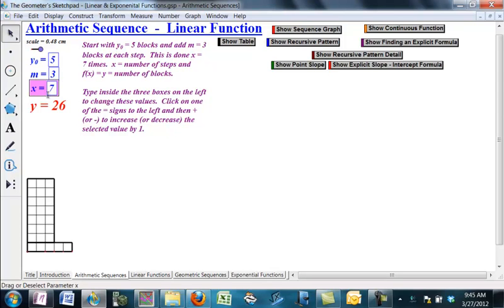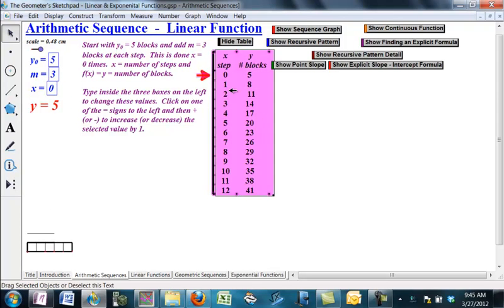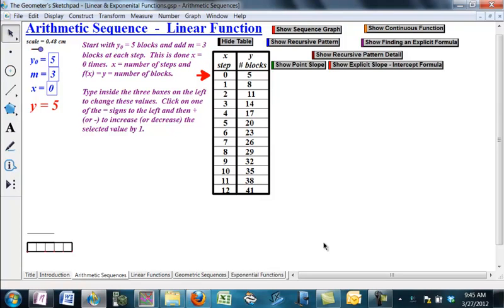So let's make a table of this and see what we have here. In this table, x is going to be which step we're on, and y is going to be the number of blocks. So we started at the zeroth step, we had five blocks. You can see that with the red arrow here, we're pointed to 0, 5. But as I increase the step, we move down the table to 1, 8. And then we go to the ordered pair 2, 11, because we're on the second step and we have a total of 11 blocks. Notice that we've added two times to our original five. And we can keep doing this moving down the table.